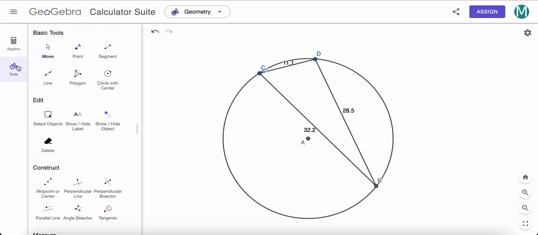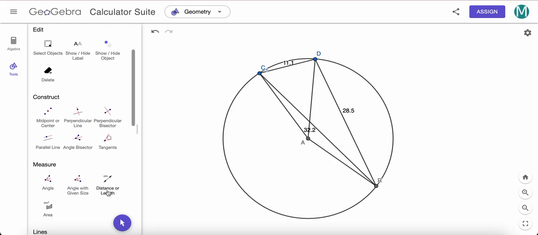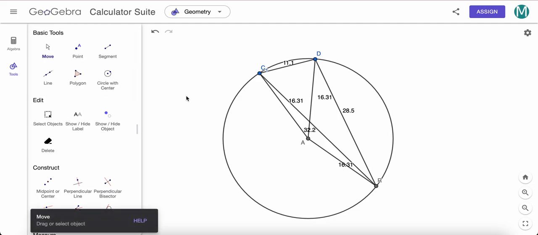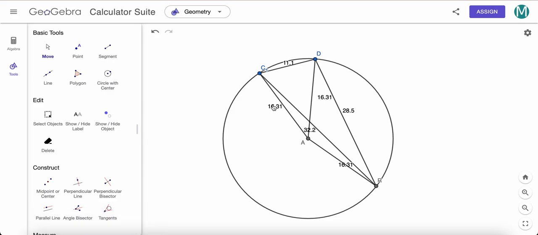Okay, let's check the distances from the circumcenter, from A to D, A to C, and A to R. So let's see whether the distance is correct. 16.31, 16.31, and 16.31, as you see, we made it. Okay, let's make it, this is 16.31, and this is 16.31.